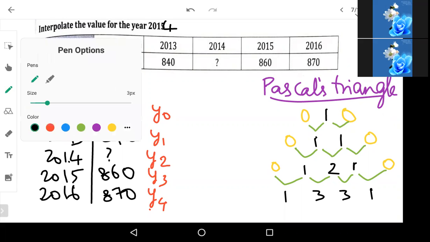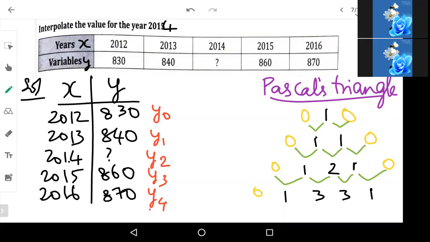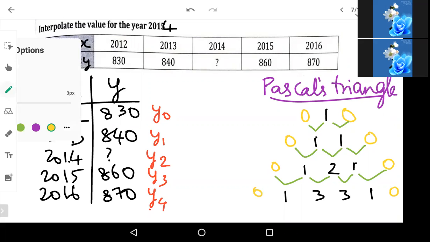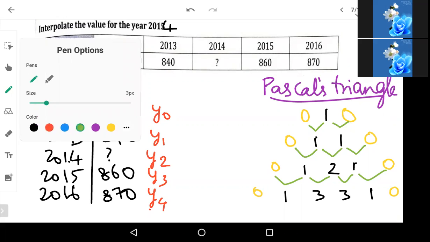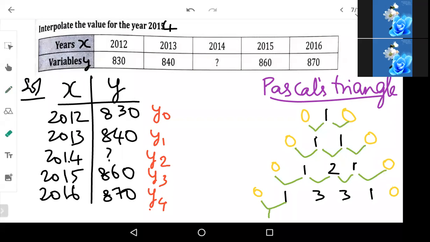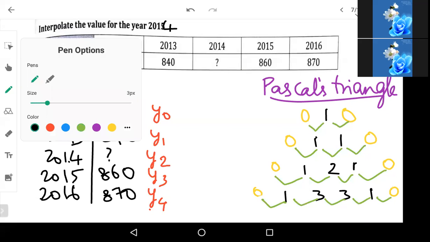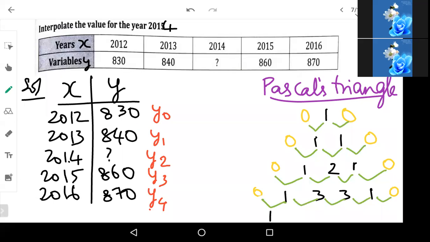Again, assume zeros and add the numbers. 0 plus 1 is 1. 1 plus 3, 3 plus 3, 3 plus 1, and 1 plus 0. So 0 plus 1 is 1. 3 plus 1 is 4. 3 plus 3 is 6. 3 plus 1 is 4. 1 plus 0 is 1.